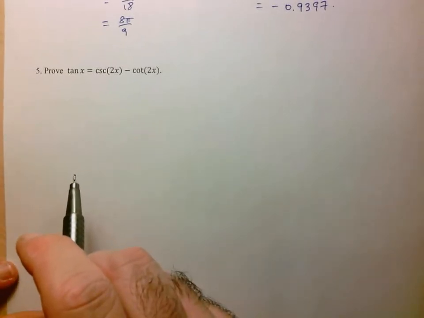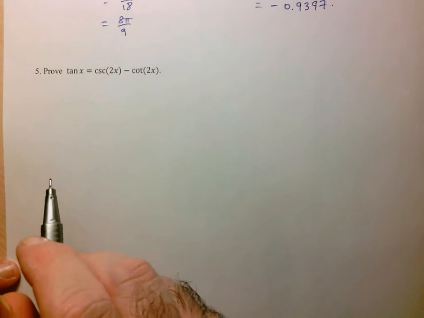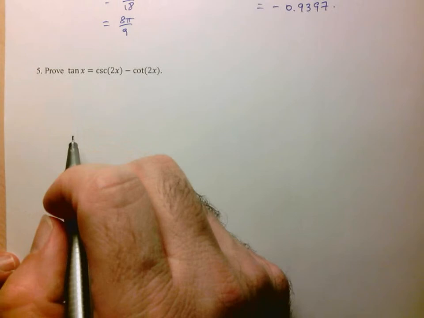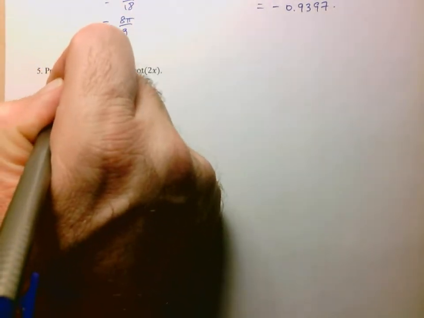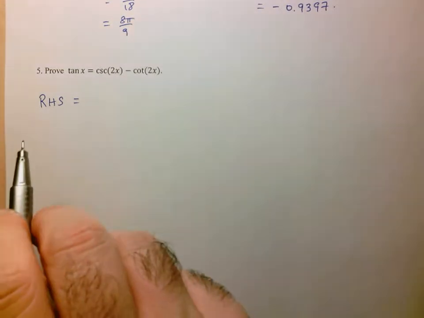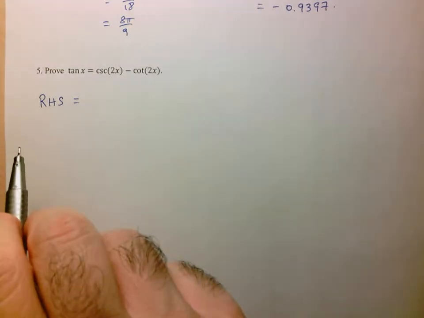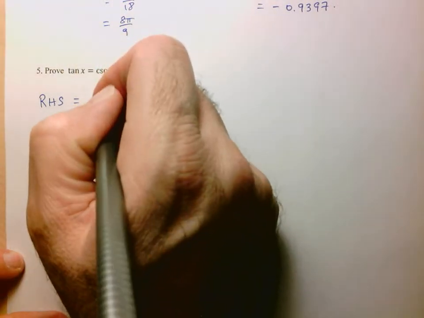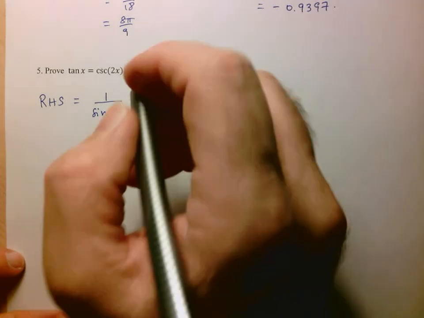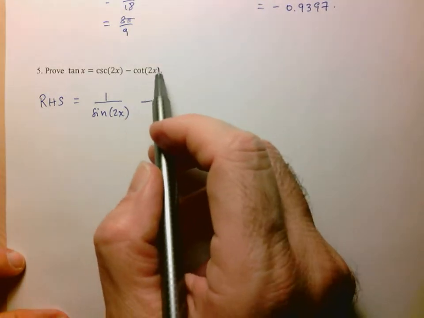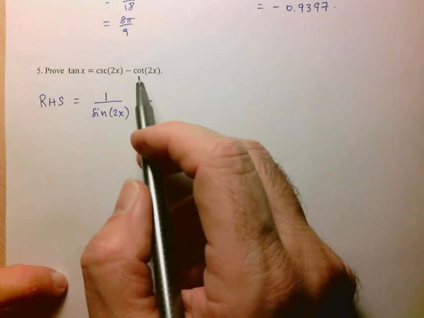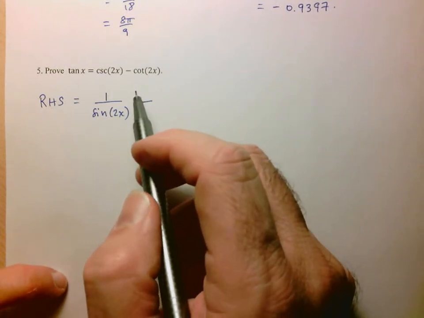So step one, of course, is to determine which side to start with. And here I don't think there's any argument to be made to start with the left-hand side, so I'm going to be starting with the right-hand side. Okay. So here I don't have a formula for cosecant of 2x, but given that cosecant is 1 over sine, okay, I can write this as 1 over sine 2x, okay, minus, now same thing here, I don't have a formula for cotangent of 2x, but I do have a formula for tangent of 2x. So I could write this as 1 over tangent of 2x, okay?